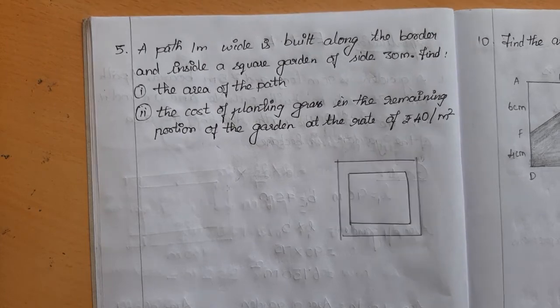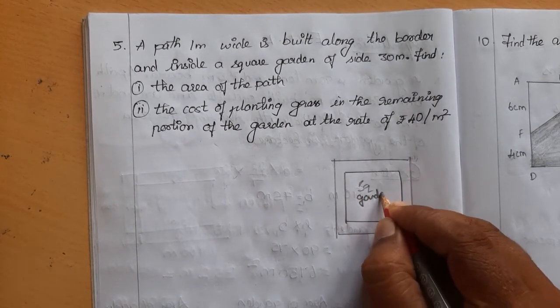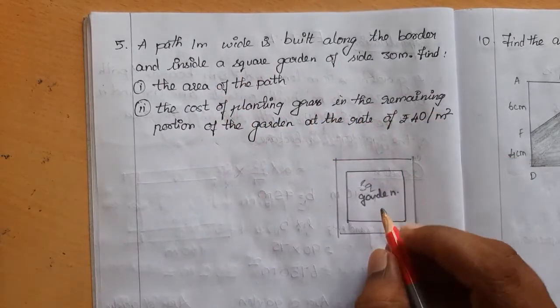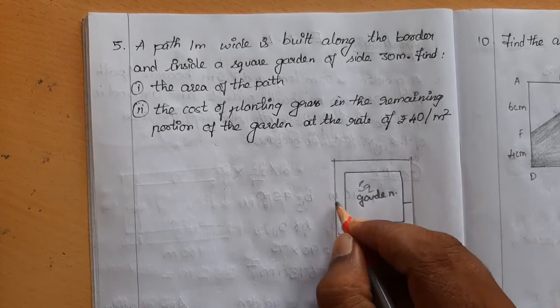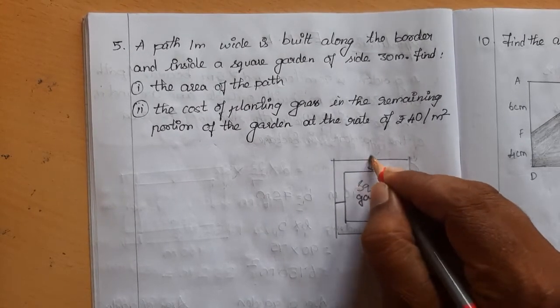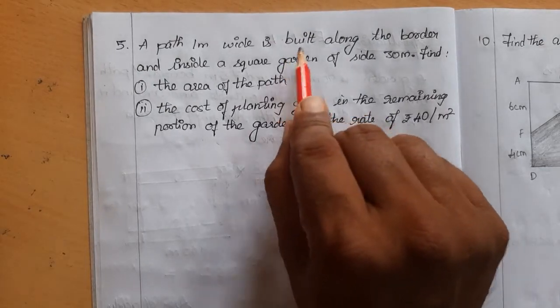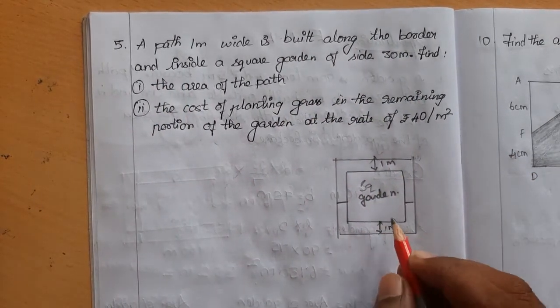Let me draw it. So consider inside there is a square garden with a path of 1 meter. This is 1 meter, 1 meter. This length is also 1 meter, and this is also 1 meter. So a path 1 meter wide is built along the border and inside a square garden of side 30 meter.